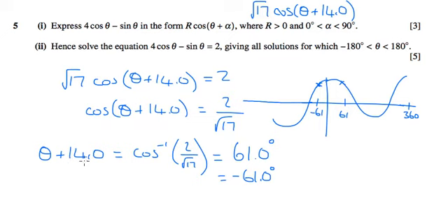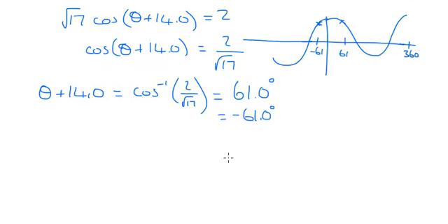So theta plus 14.0 equals 61 or minus 61. And therefore theta can be these two values with just 14 taken off. So that gives me a value of 46.9 because of the accuracy, or the lack of. These two numbers rounded to 14 and 61, but they were actually obviously not exactly 14 and 61.